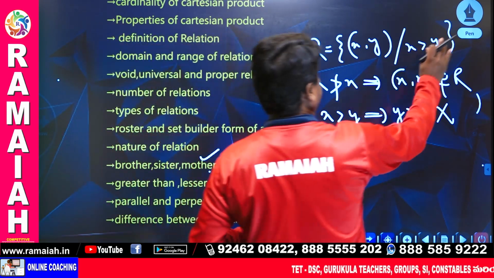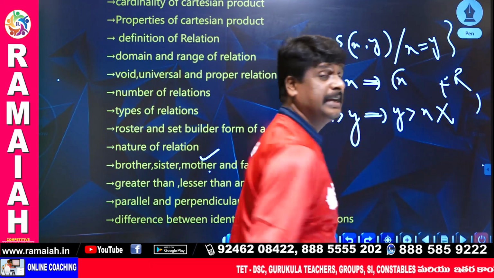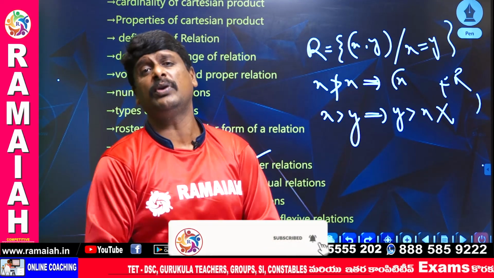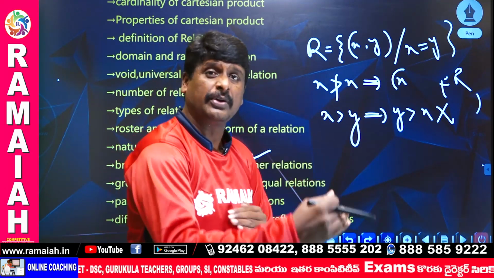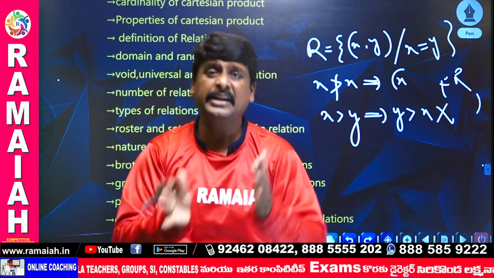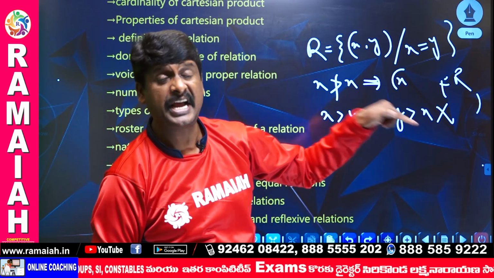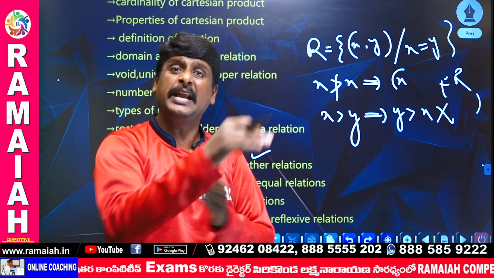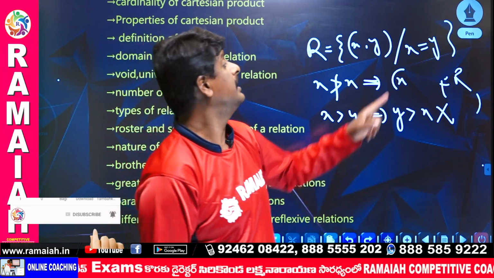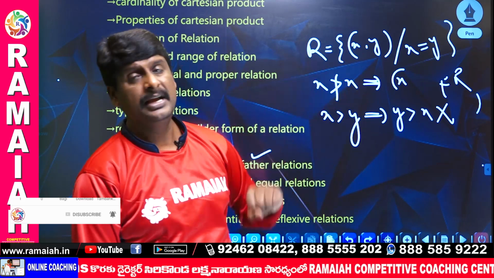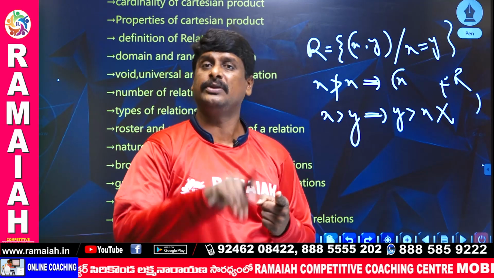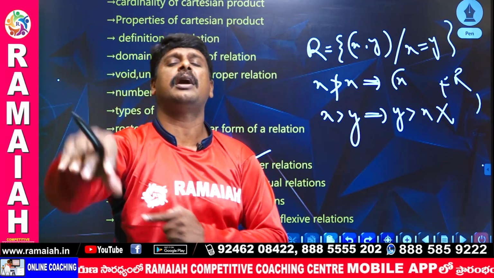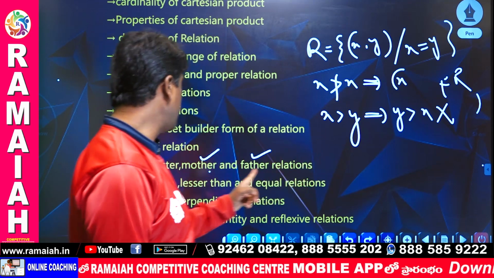But what about the equality relation? X is equal to x is true. It is reflexive. If x is equal to y, y is also equal to x. It is symmetric. If x is equal to y and y is equal to z, then automatically x is also equal to z. So it is transitive. Okay? If (x, y) belongs to R and (y, x) belongs to R, automatically x is equal to y. It is antisymmetric also. That's why the equality relation is reflexive, symmetric, transitive, an equivalence relation, antisymmetric, and a partial order also. That is the equality relation.